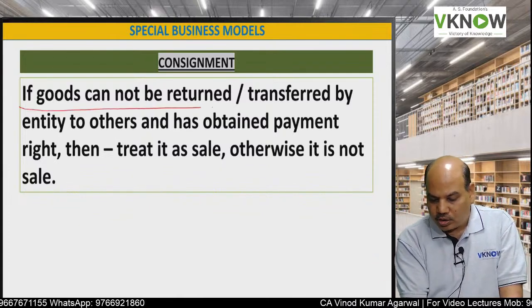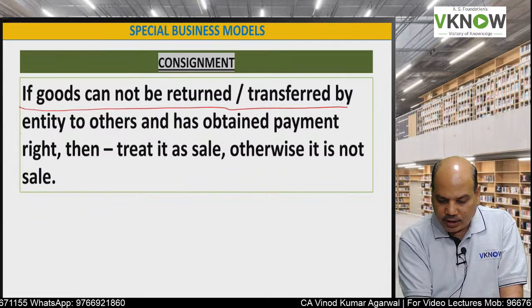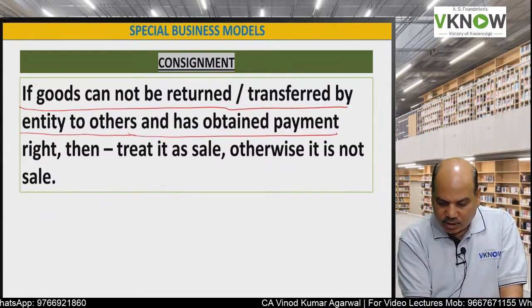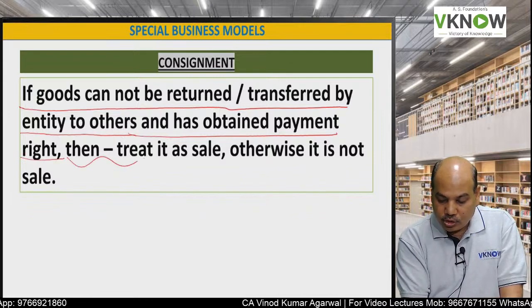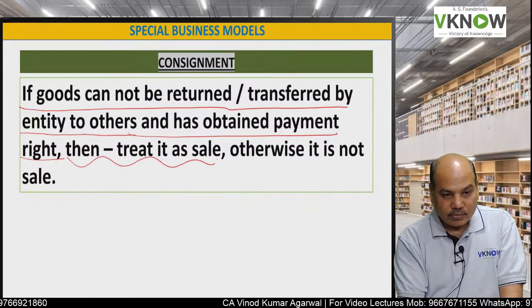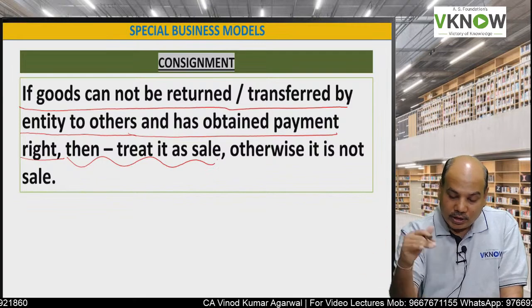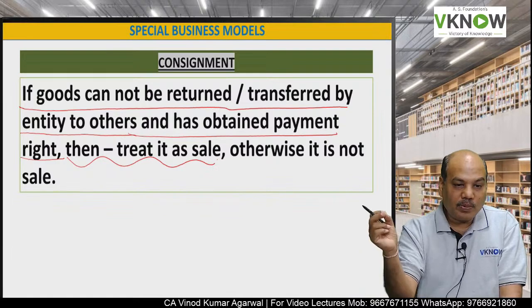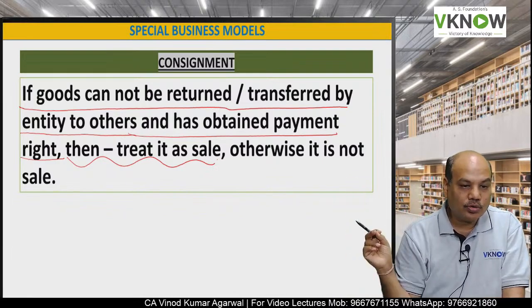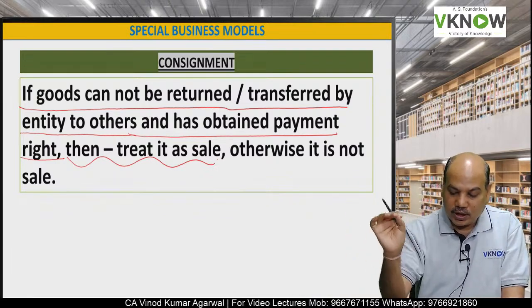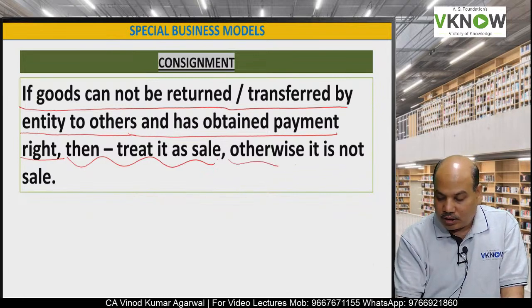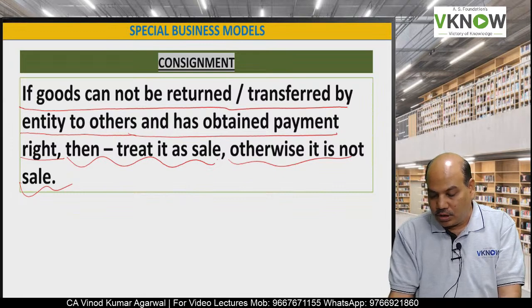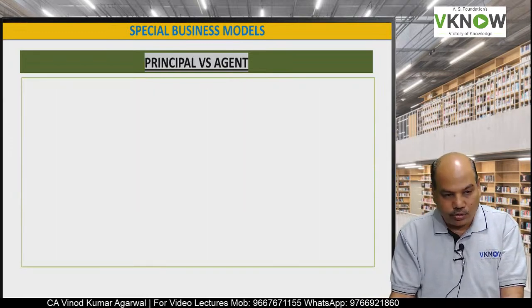If the goods cannot be returned or transferred by the other party to others and the entity has obtained a payment right, then we will call it a sale. But if the other party can return the goods, can transfer the goods, and will make payment only after he has sold goods to another party, then it is a consignment arrangement and revenue will not be recognized until the consignee sells the goods.